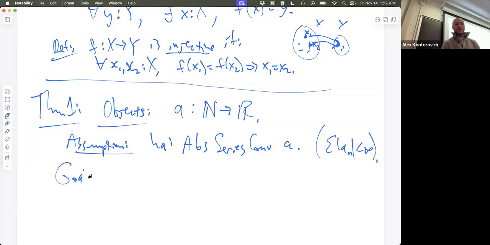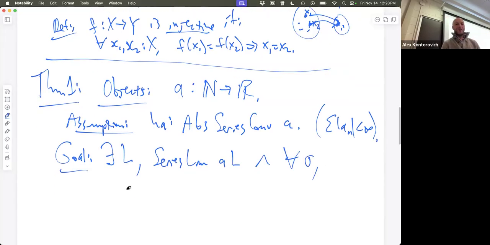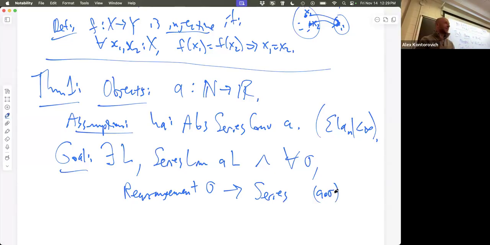And our goal is to show that there exists an L, a value L, so that the original series goes to L, series lim A, and for any sigma that's a rearrangement, the series A composed with sigma also has a limit, and that limit is the same value L. A composed with sigma is just reordering the terms of A. No matter how you reorder this, we're going to get the same limit. Okay? Why is this going to be true? How could this possibly be the case?